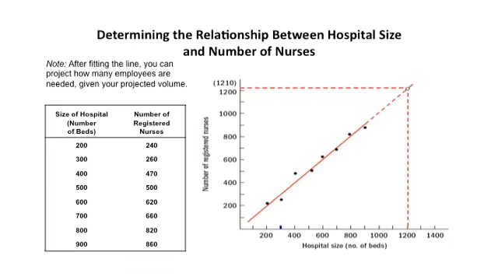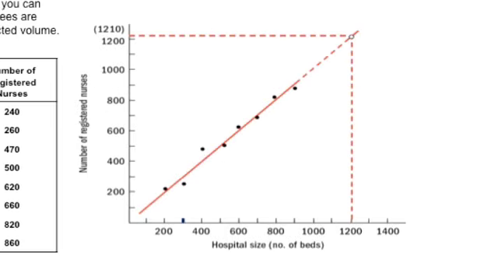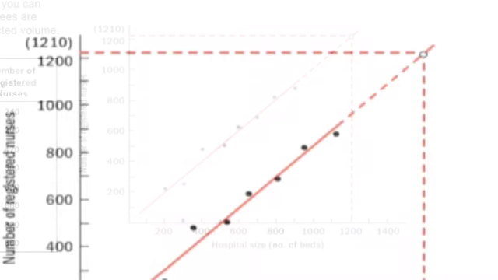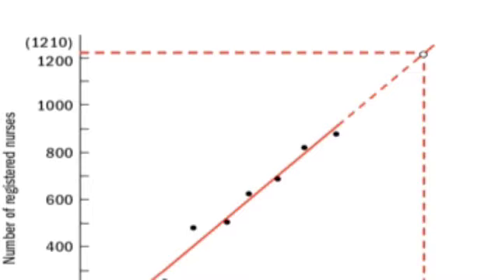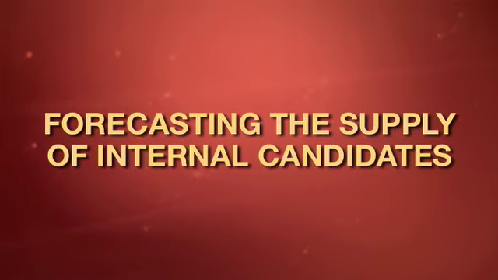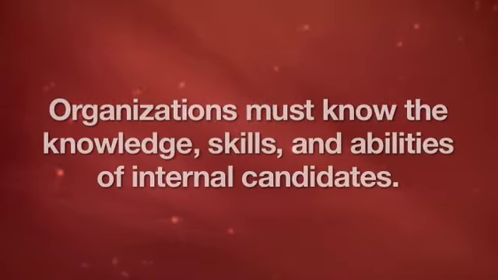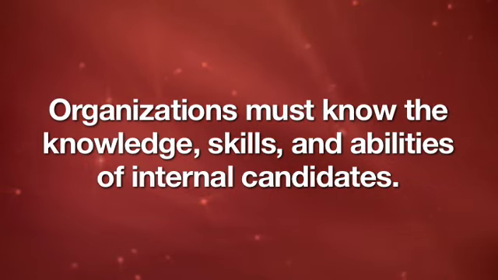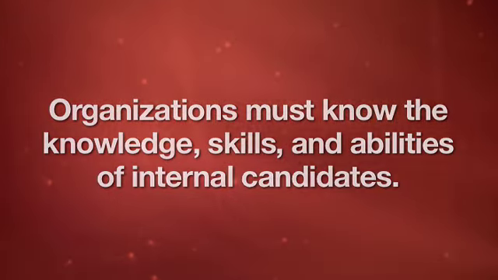The hospital has previous data on the number of nurses needed based on the number of beds they have in the hospital. Based on this chart, you can see the relationship between the number of beds and the number of nurses needed to care for the patients in those beds. From this data, we can forecast the number of nurses we need as the hospital continues to grow. Once you have determined how many positions are available, you need to decide if you can staff these open positions from within. To make this decision, the organization must know the knowledge, skills, and abilities of their employees.